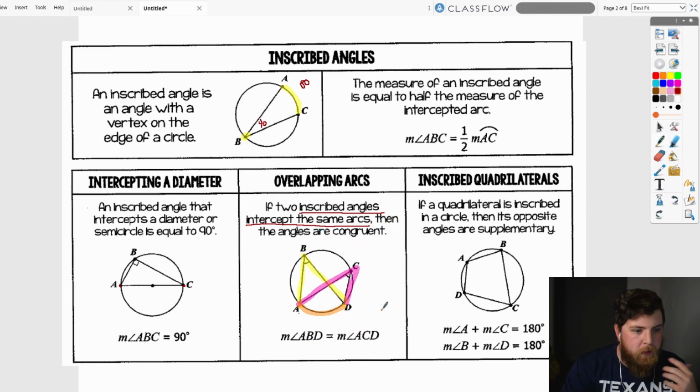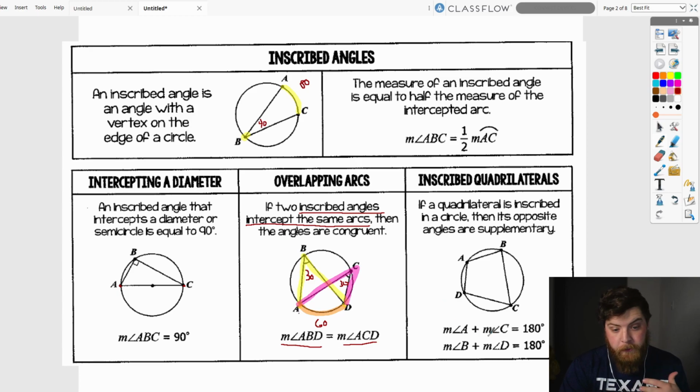So if you were given this information and they said this was 60 degrees, you could say this is an inscribed angle for arc AD, so it would have to be half of 60, so that would make this 30. And then this concept is saying if ABD is something, it's going to be equal to ACD. So if this is 30, that means this also has to be 30. We'll practice with those some more in a second.